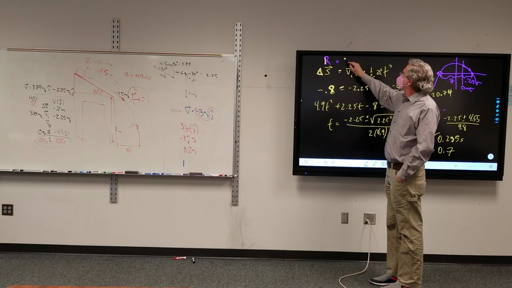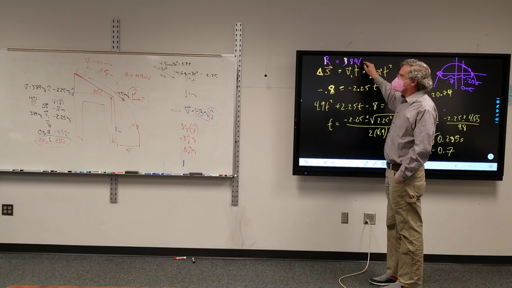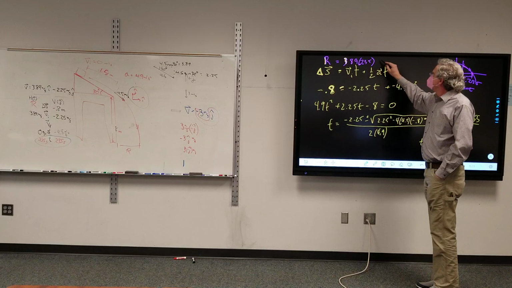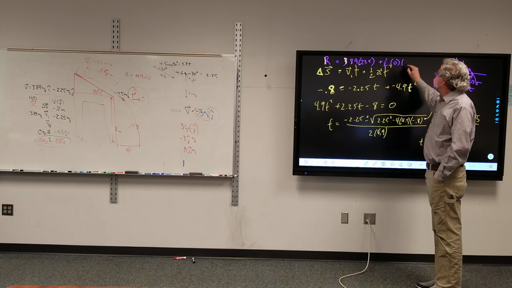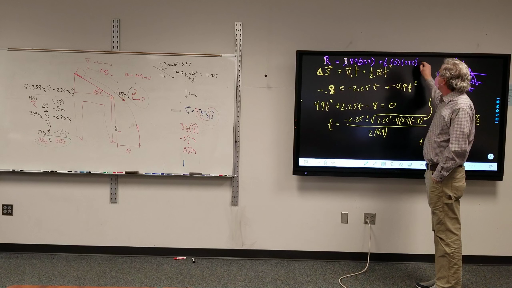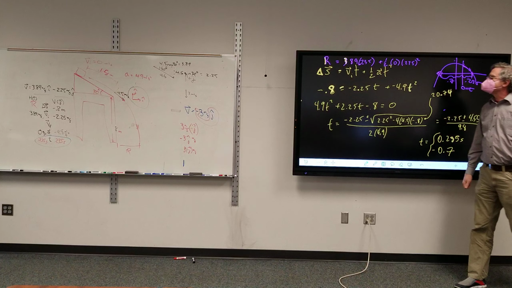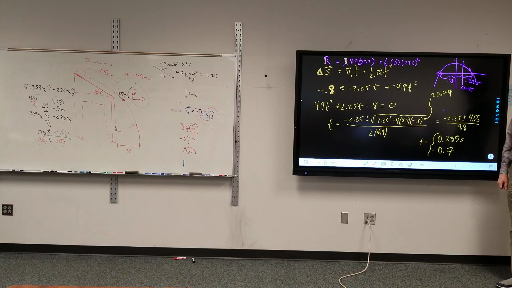it's 3.89 times 0.235, plus one-half times 0, times 0.235 squared. In essence, 3.89 times 0.235, whatever that is.